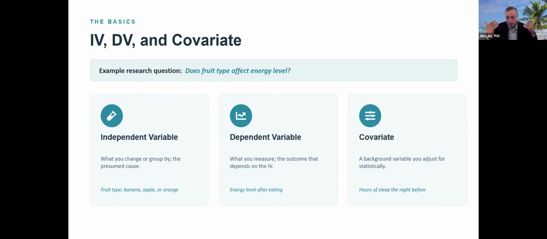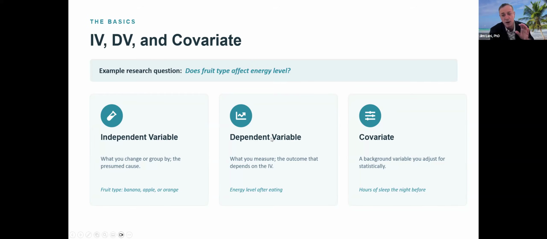Covariates are simply some variable that you want to neutralize. So maybe someone has different energy levels. They've eaten certain fruits, they have different energy levels, but some of the folks may not have slept well. Some of the folks may have slept a lot, thereby influencing the amount of energy that one would have.